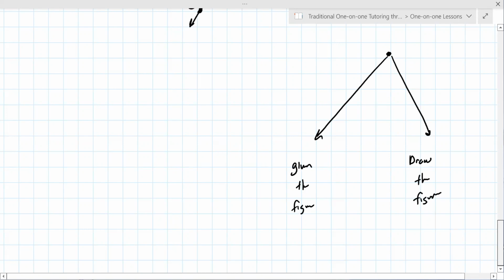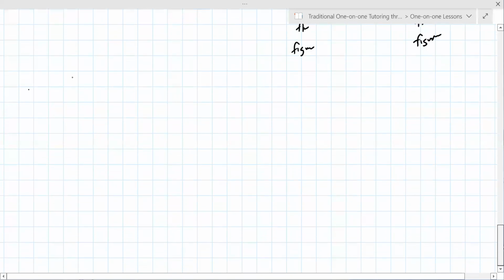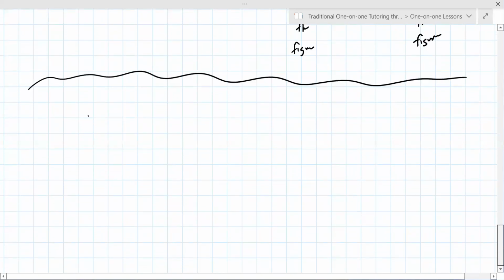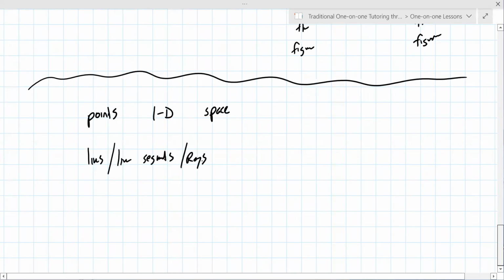Let's re-summarize here again. Points live in one-dimensional space. Lines, line segments, rays, and even angles to some extent, live in two-dimensional space.